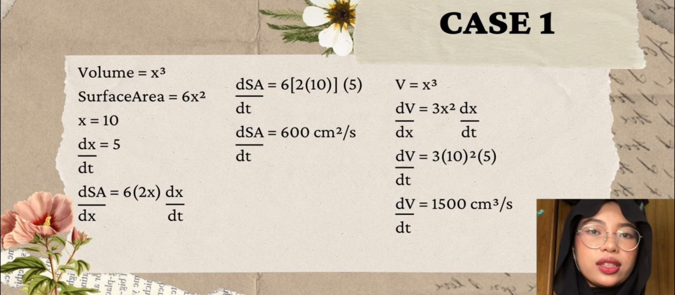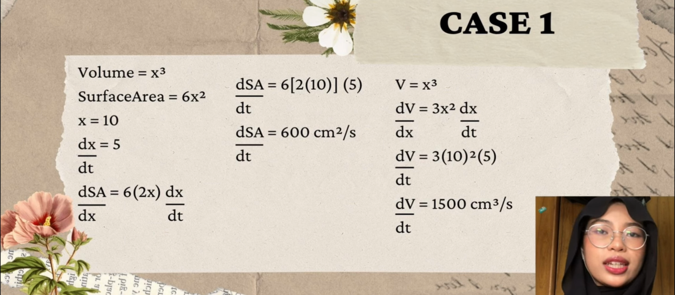To get dSA over dt, we need to multiply it by dx over dt, which equals 5. Then we can get dSA over dt equals 600 cm square per second. Thus, the rate of increase of the surface area is 600 cm square per second.